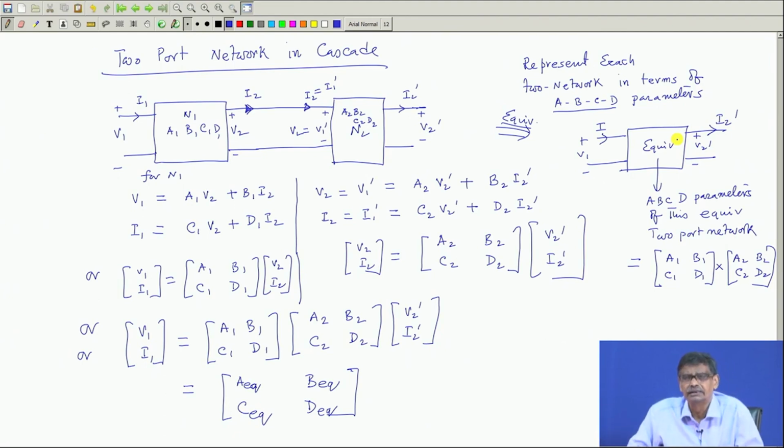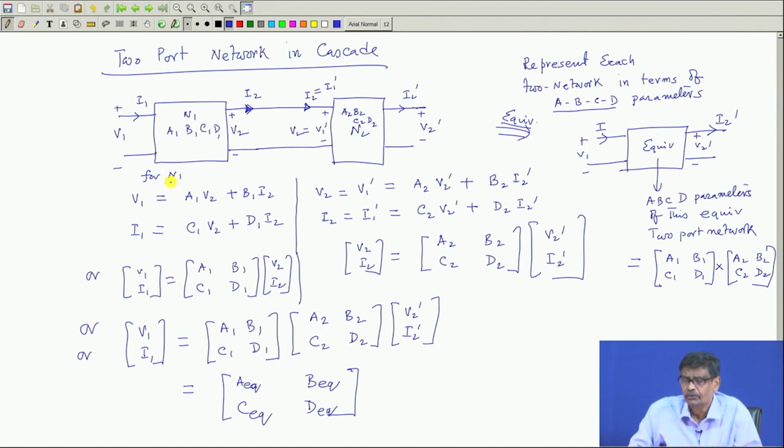Similarly, if the networks are in series connected mode, and by series connection I mean the way it was connected, input ports are series connected, output ports are series connected, in that case, if each one of these ports is represented in Z parameters, equivalent Z parameters can be easily calculated. It does not mean that this cannot be represented in ABCD parameters, it can be, but then the equivalent Z will come in a complex way.